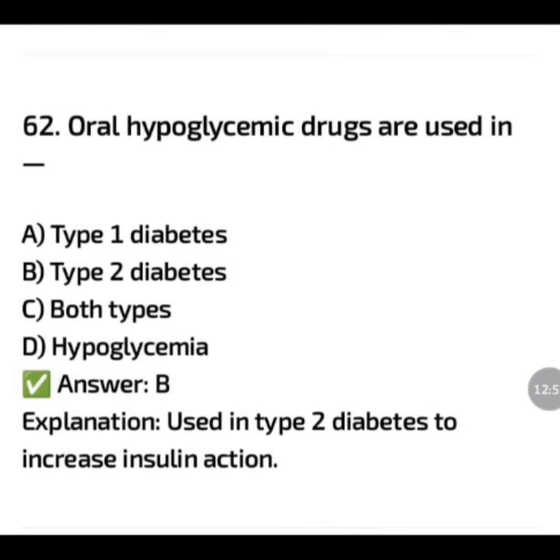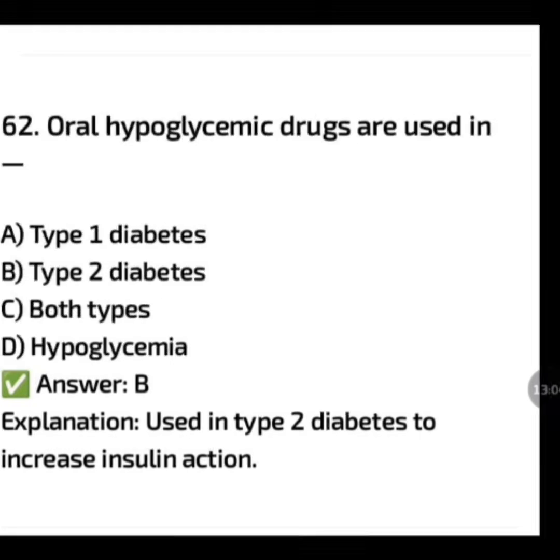Oral hypoglycemic drugs are used in: type 1 diabetes, type 2 diabetes, both types, or hypoglycemia? The correct answer is option B, type 2 diabetes. They are used in type 2 diabetes to increase insulin action.